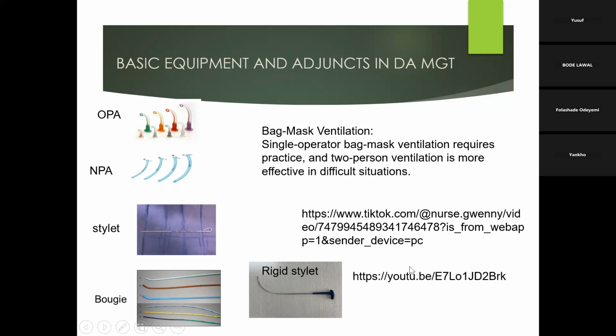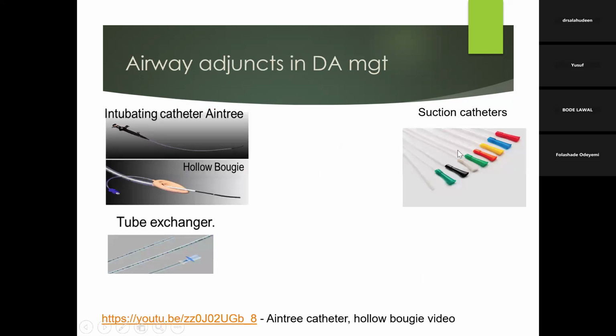Now, I've put in 2 videos here because we can't go with everything that you need to know on it that you can access later and see how these things are employed, especially in difficult airway scenarios. So the other adjuncts are the suction catheters. The intubating catheter entry, which is particularly important for fiber optic, that can be used either in awake or asleep patients, and the hollow bougie that I have spoken about earlier, and your tube exchanger that is particularly important at extubation. This is another video there for entry catheter and hollow bougie use.